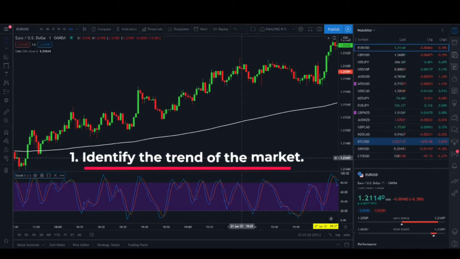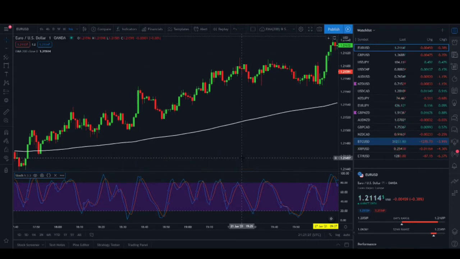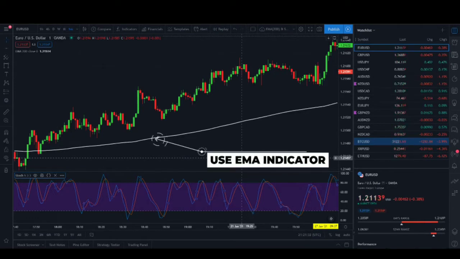The first step is, of course, to identify a trend, because as you know, the trend that you're in is going to determine what types of trades you will be looking for. The best and easiest way to do it is to use our 200 exponential moving average indicator, and the rule for it is very simple.